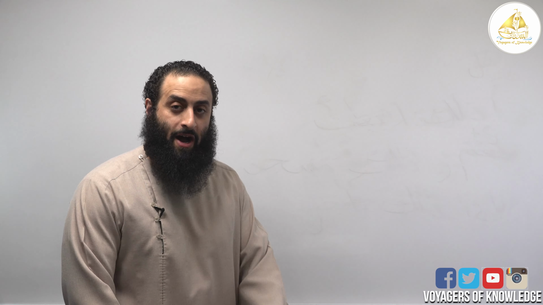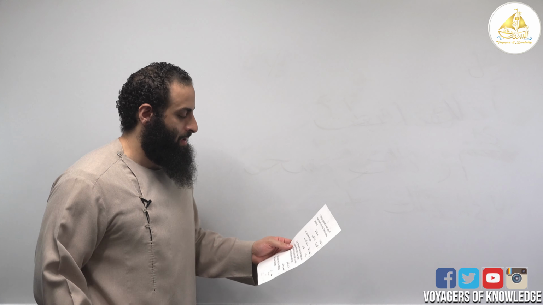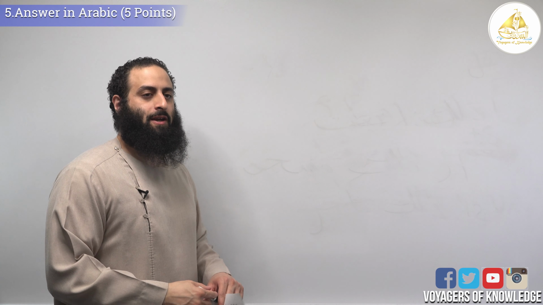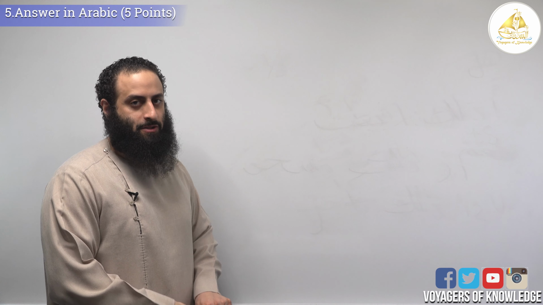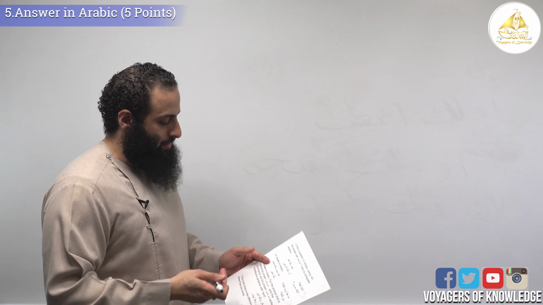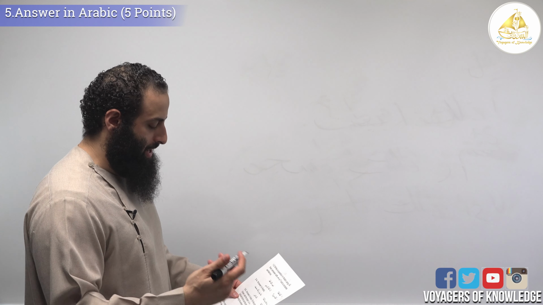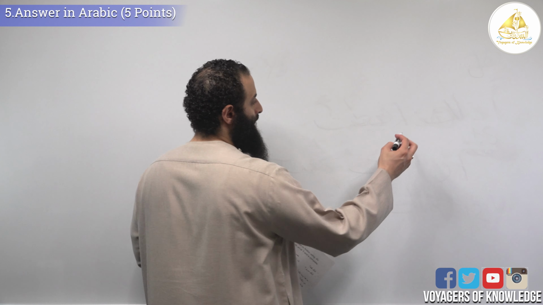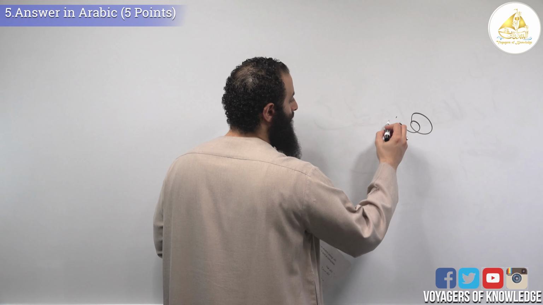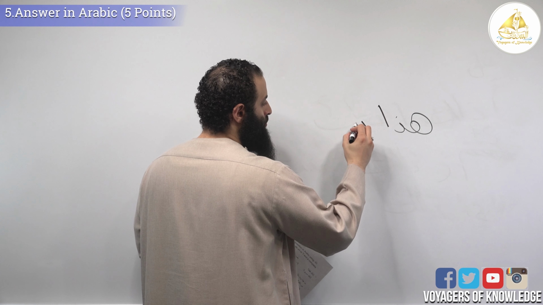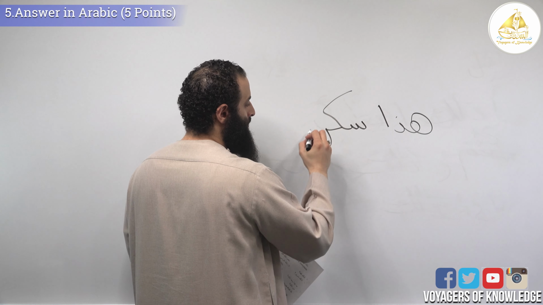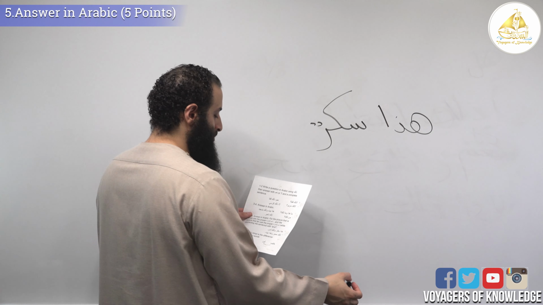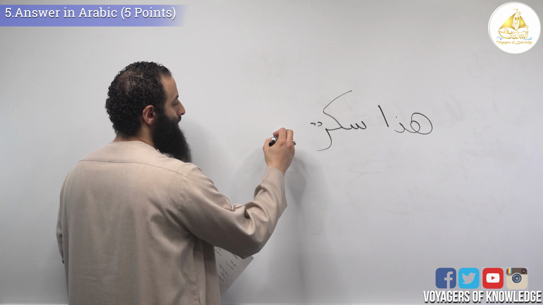Questions number 5 and 6. Answer in Arabic. And this is the same thing like before, still seeing the use of Ism al-Ishara. Ism al-Ishara is a demonstrative pronoun. Now, we had the sugar come close, so you should have said هذا سكر. All right? And the next one would be وذلك لبن.